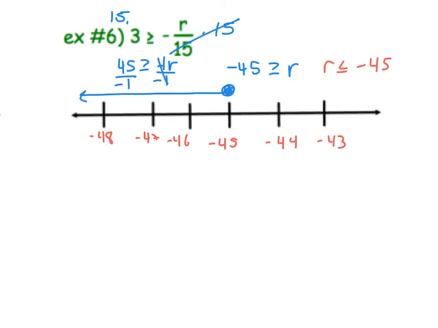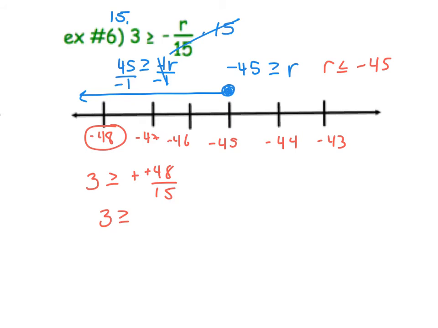Again, to show you, let's check our work by plugging in a solution here. So I'm going to plug in negative 48. So I have 3 is greater than or equal to negative, careful here, negative 48 over 15. Why do I have to be careful with the negatives? Because notice here I have a negative. Negative, what's going to happen with these two? They're going to turn into a positive. So I'm going to have 3 is greater than or equal to 48 over 15.